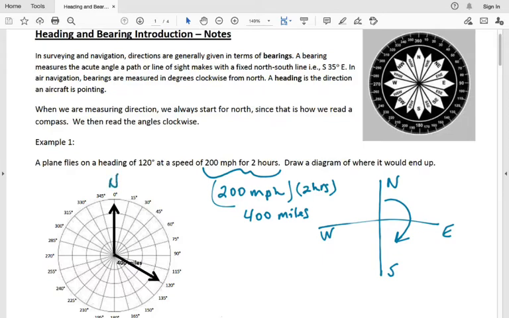Right here is the north axis. We've traveled on a path of 120 degrees, so we go clockwise from the north axis 120 degrees. And then if you'll notice right here, they've marked that this is 400 miles, and that's because we've traveled 400 miles in 2 hours. All right, let's look at another example.